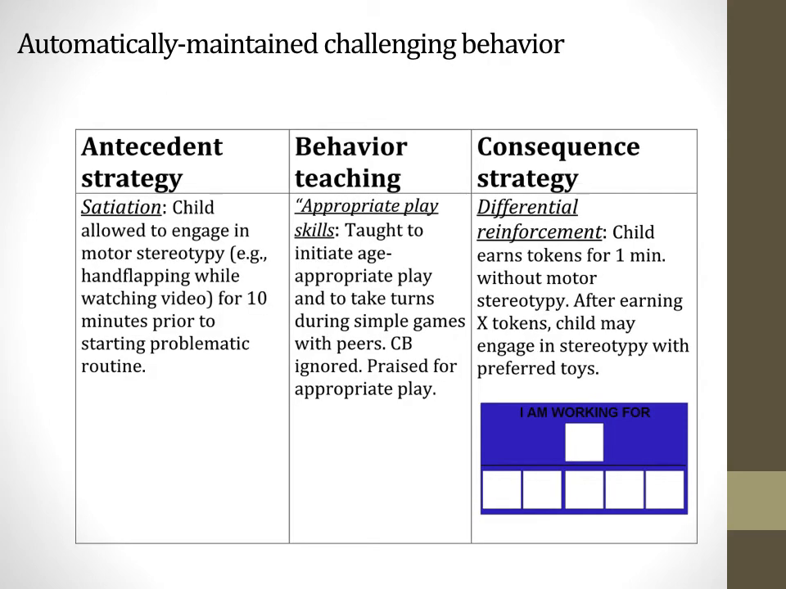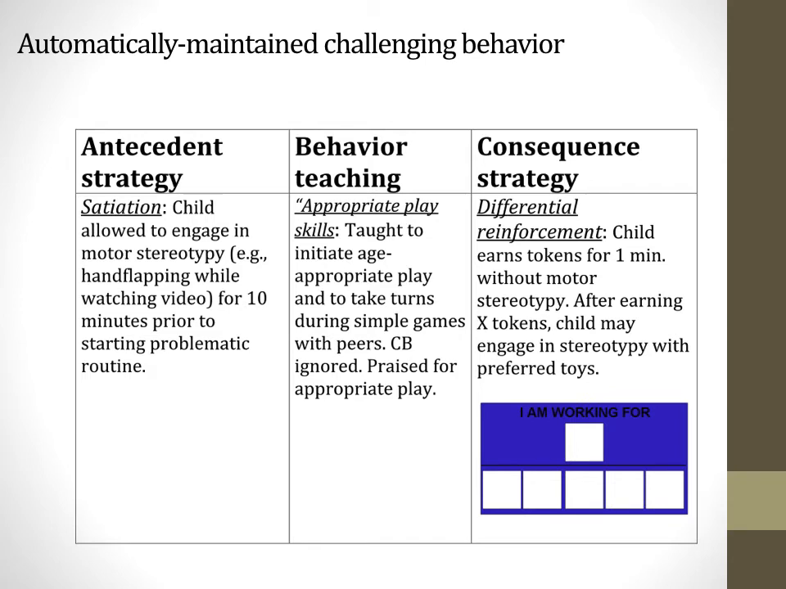So this is the last example. If the problem behavior is maintained automatically, which means the function of the challenging behavior is self-stimulation, then you can use satiation as an antecedent strategy. So the child can play with something, or the child is allowed to engage in self-stimulatory behavior like hand clapping for 10 minutes before a problematic routine starts. So the student can be satiated before the child is doing something.